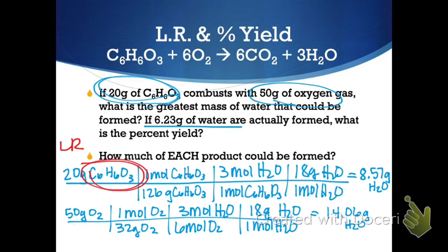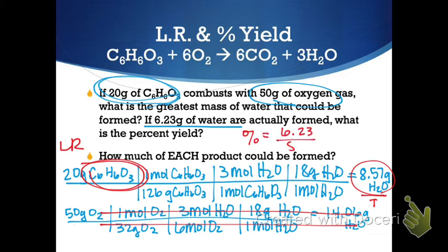But what you do have to identify is that once we find out what the limiting reactant is, this table becomes unimportant, right? We won't get the opportunity to make 14 grams because we're going to run out of C6H6O3 first. And so this becomes my theoretical yield, right? 8.57 grams is my theoretical yield. And so if I go to look at my percent yield of water, I would take 6.23 divided by 8.57, and then there's where we multiply by 100 to get it into a percent.